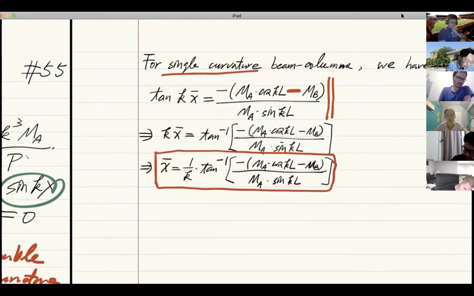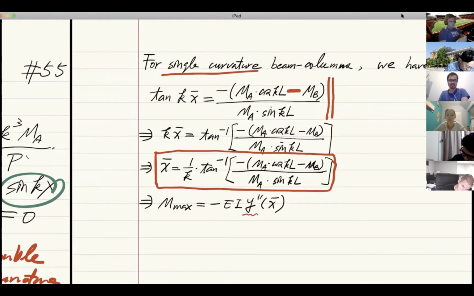Then how do you find the maximum moment? Just like what we showed before. And then you just plug the value of this into this. It becomes negative EI times Y double prime at X bar. And you already have the expression of Y double prime from before. So I trust you know how to find it, correct? Okay. That's the discussion about using the deflection to find the maximum moment this way.